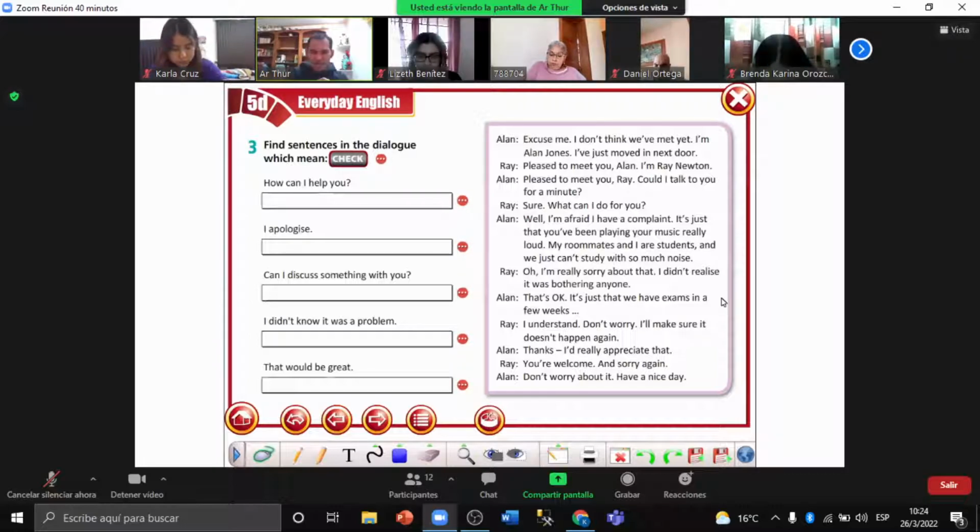So it says exercise 3. Student book, Everyday English. And it says, find the sentences in the dialogue which mean. In this case, you have to read, okay, the text, and you have to identify which of these sentences have a similar meaning according to the sentences in the text. These questions or these phrases are synonyms.